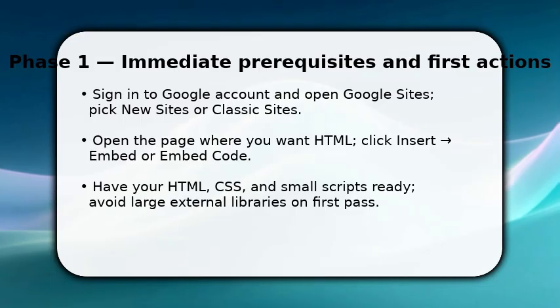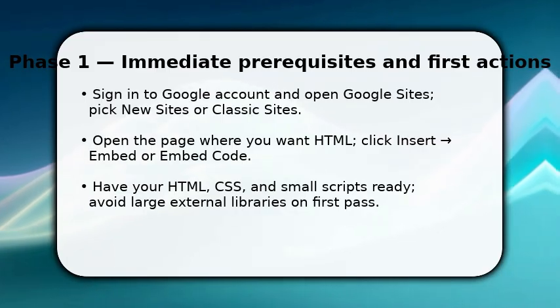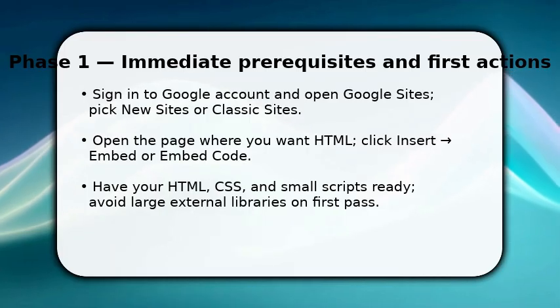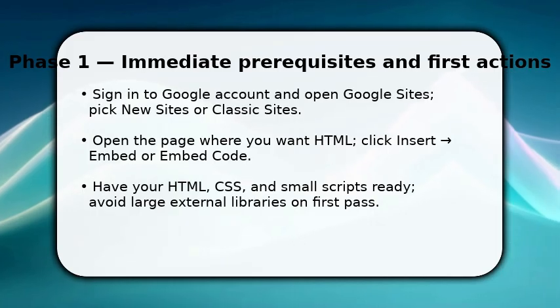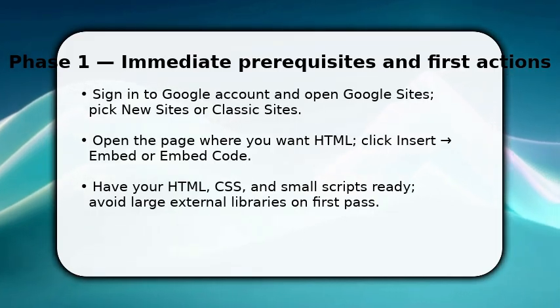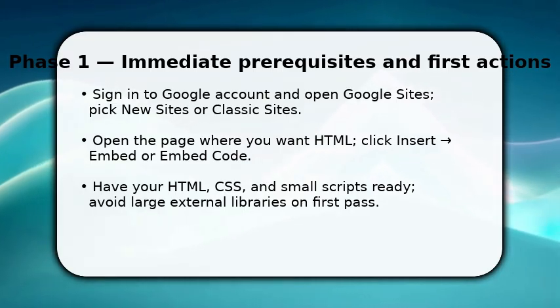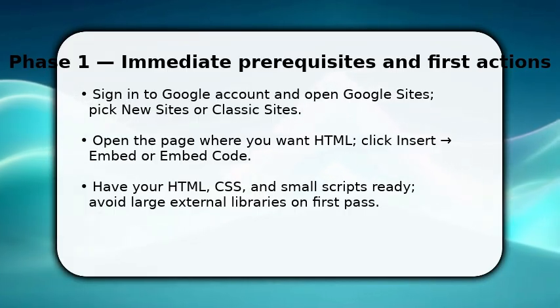You signed in and you open the site, so start now. In new Google Sites, go to the page and choose Insert then Embed, or in classic sites, use the HTML box. Paste a minimal snippet first. This proves the workflow. Once done, save as draft so you can iterate. Make sure to keep external resources small because heavy scripts can break the editor. This gets you past setup and into the actionable step immediately, rather than stalling on account details.